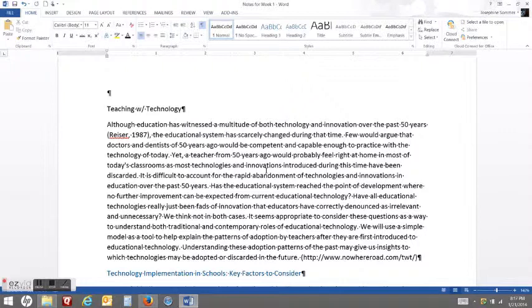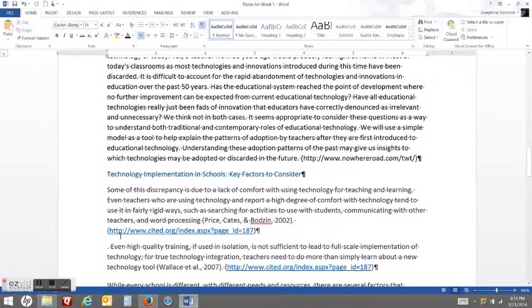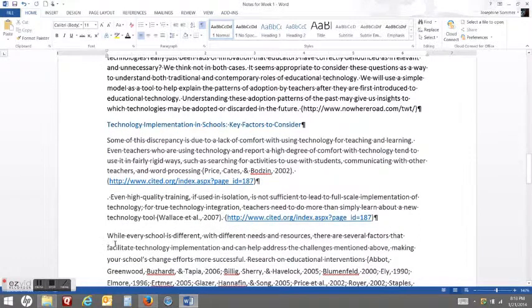have all educational technologies really just been fads of innovation that educators have correctly denounced as irrelevant and unnecessary? I think it just questions the use of it. Perhaps that isn't something that I need to use on this. Some of this discrepancy is due to key factors to consider.